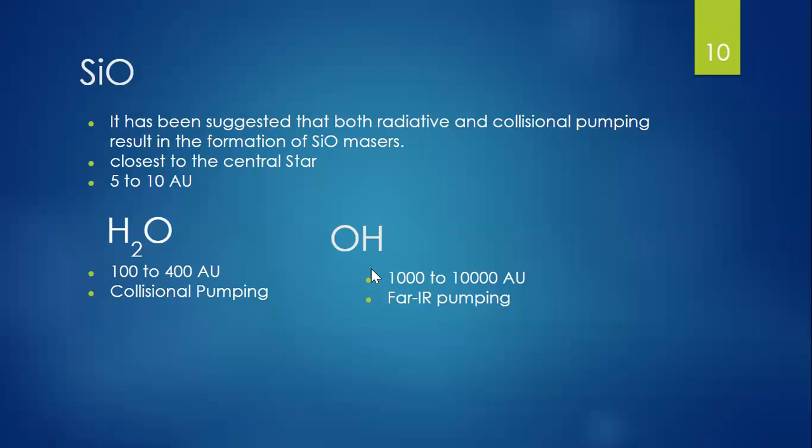And OH masers are way further out from the central star, 1,000 to 10,000 AU. So remember, this means 1,000 times the distance between the sun and the earth, or 10,000 times that. They use far infrared pumping, which, again, is the same as radiative, because far infrared is on the electromagnetic spectrum. It's still the same optical photon, but it's far infrared instead of microwave or visible.